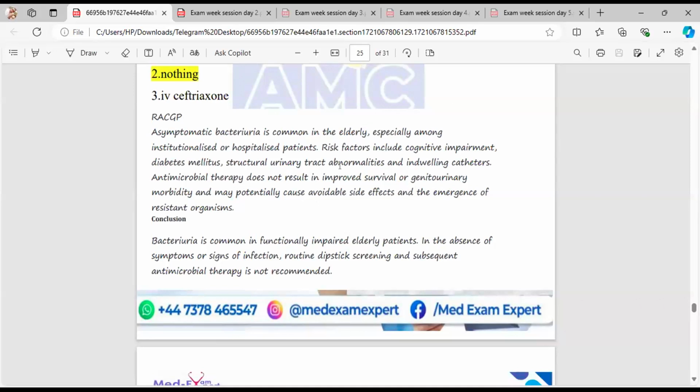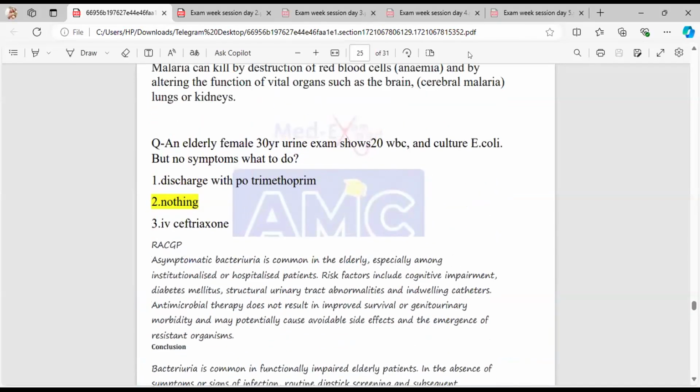Even if the culture comes positive for E. coli. So don't be confused, because I saw doctors who said that here the patient is elderly, so you will treat. I said no, because RACGP says for the elderly as well, we will not treat the patient. We only treat the pregnant patient, and this is written in the AMC. In the UTI chapter it is clearly mentioned that we will treat the patient if the patient is pregnant. Otherwise, we will not treat the patient, even for the elderly patient as well.